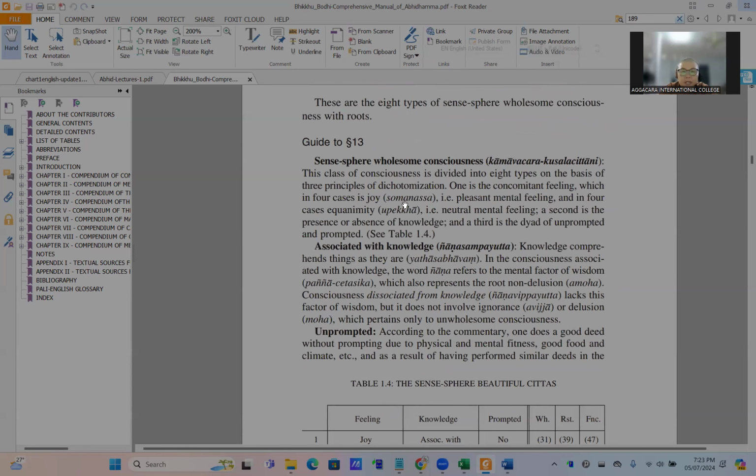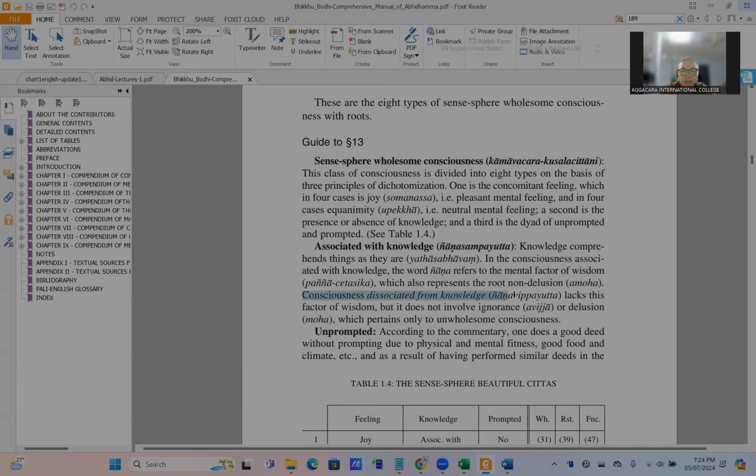Okay, now, like mentioned just now on the chart, there are 4 with somanassa, and also 4 with upekkha. So you get 4 and 4, so you get 8 citta. And what is associated with knowledge? It means you comprehend things as they are, yathabhavam. This word nana in Pali is the same as the mental factor panna cetasika. So it's the same as amoha. If you refer to the cetasika, you will see amoha, which is the same as this panna cetasika. So when we say this nana sampayutta is associated with knowledge, it is associated with wisdom.